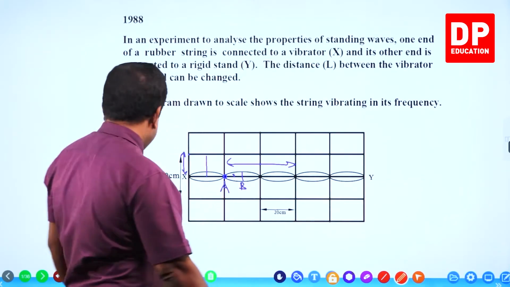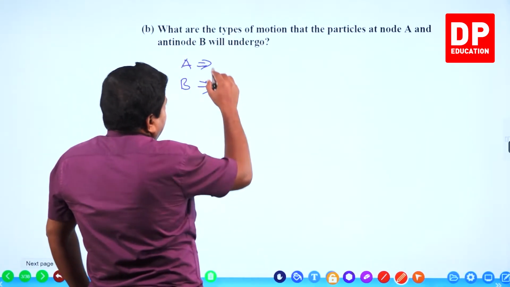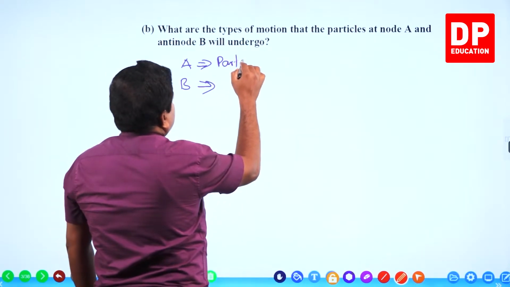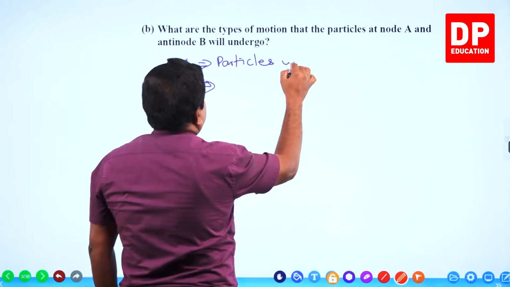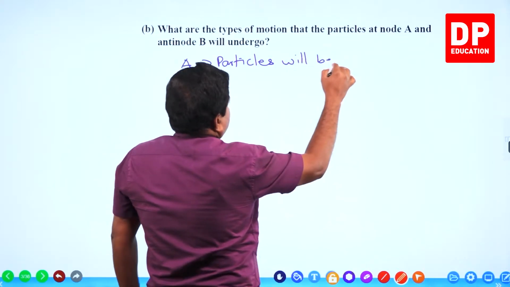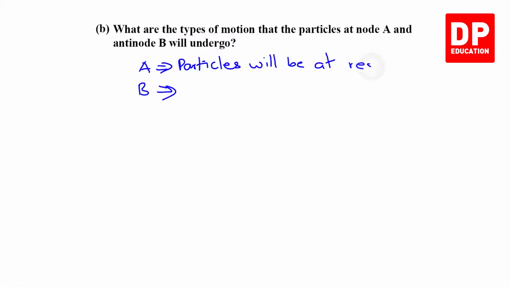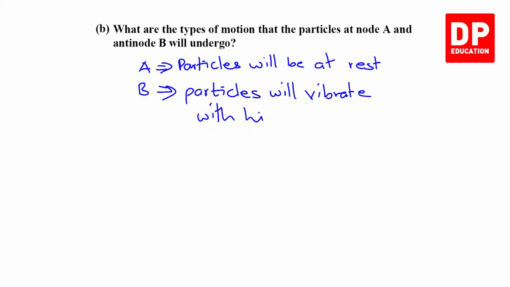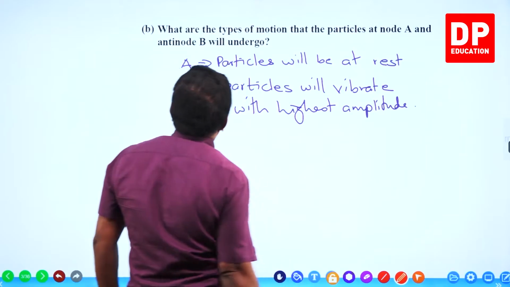Right? So we can say A particles will be at rest. B particles will vibrate with highest amplitude. Next one.